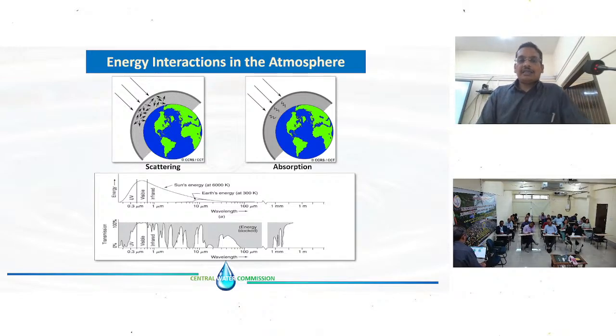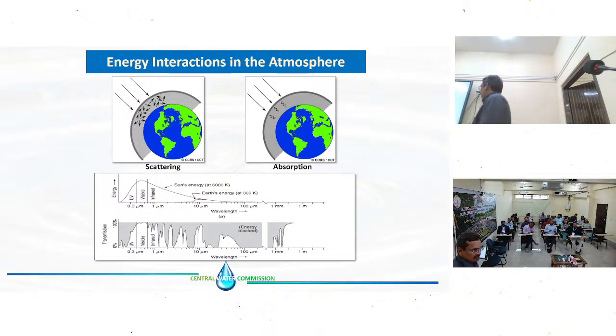So these are, I think I can skip. Basically, this is the sun's radiation, which is maximum in the visible portion.